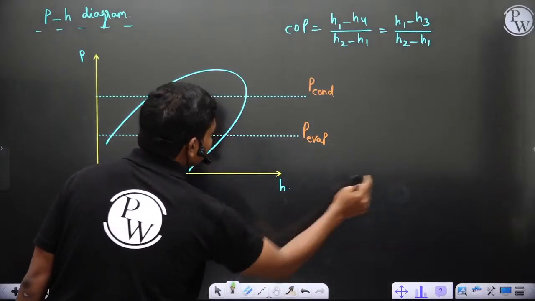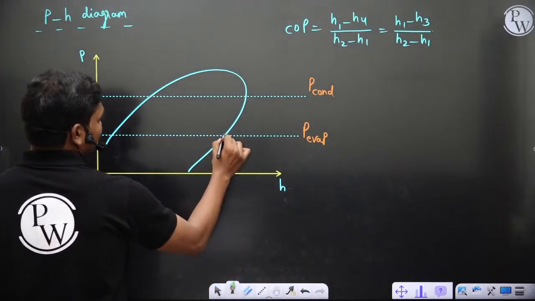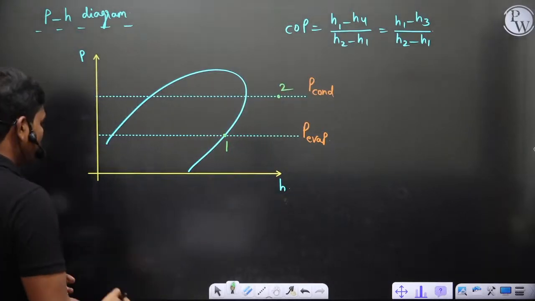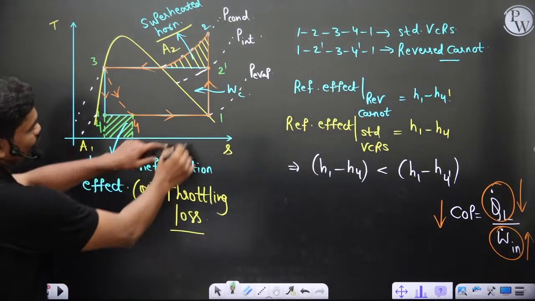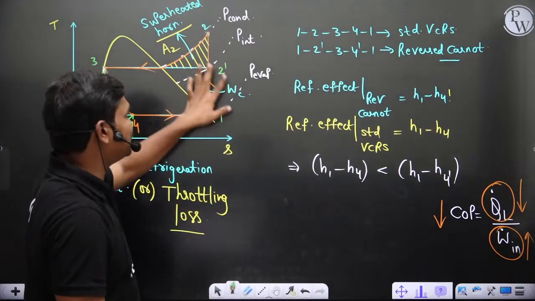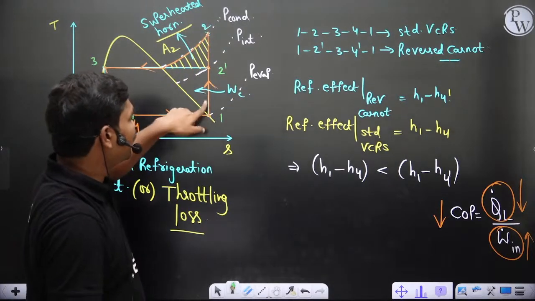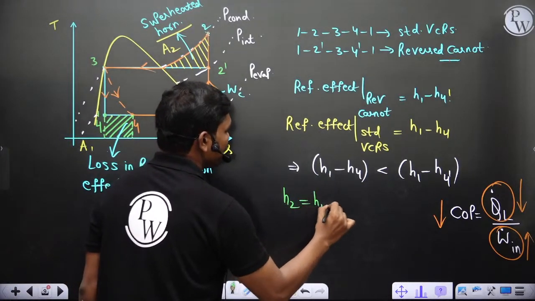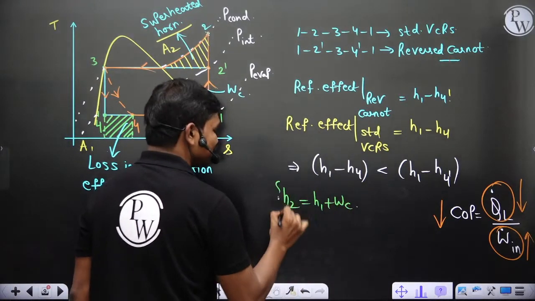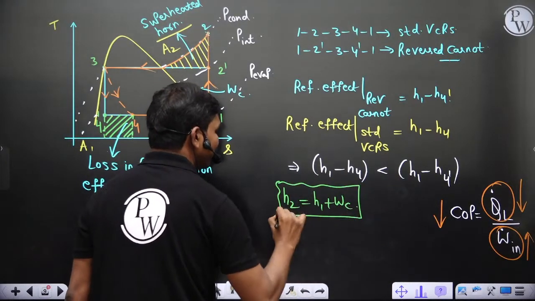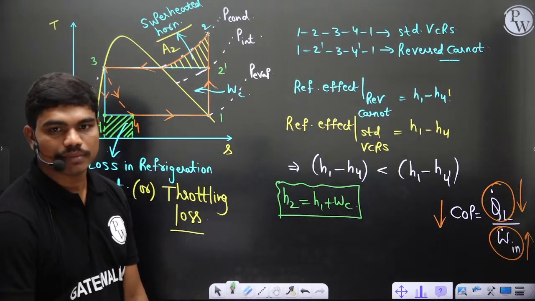Fine. So let's see. First, process 1 to process 2. Clearly you can see that in process 1 to 2 you have a pressure rise, and if pressure is rising in this dry state, definitely whatever work you add increases the enthalpy. Means H2 is equal to H1 plus the specific work input into the compressor, because with a simple energy balance, if you apply the first law, you get H2 equals H1 plus WC.